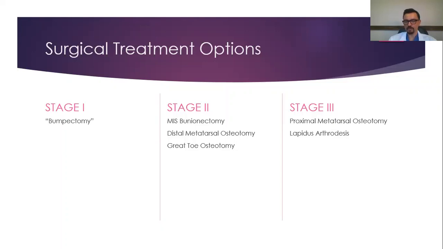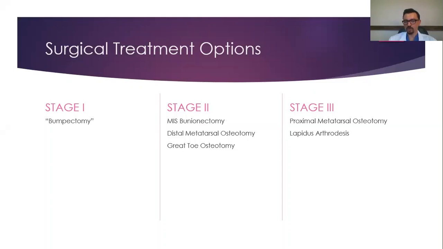Most of the procedures that we perform are usually in the second or third stage, which is a more mild, moderate to severe. With the moderate to severe, depending on the intermetatarsal angle, which again is the angle between the first and second metatarsal, you can perform what's called an MIS, which is a minimally invasive bunionectomy, where you can perform a correction of the bunion with 2 or 3 small incisions. There's the distal metatarsal osteotomy, which is something where we have to cut the bone a little further closer to the joint, again, not needing to correct that much of the angle, and some great toe joint osteotomies.